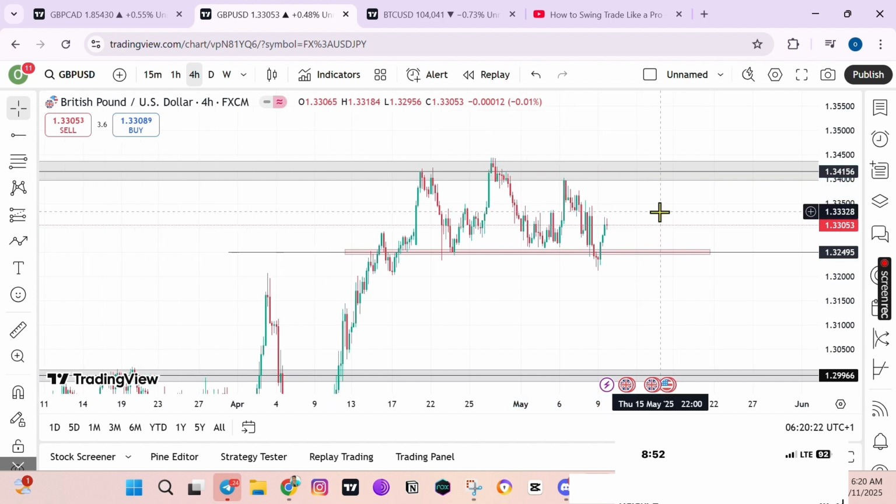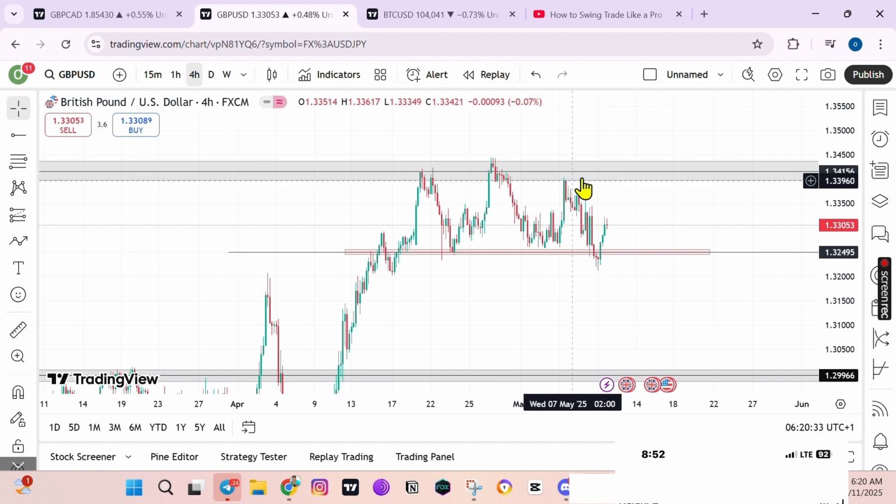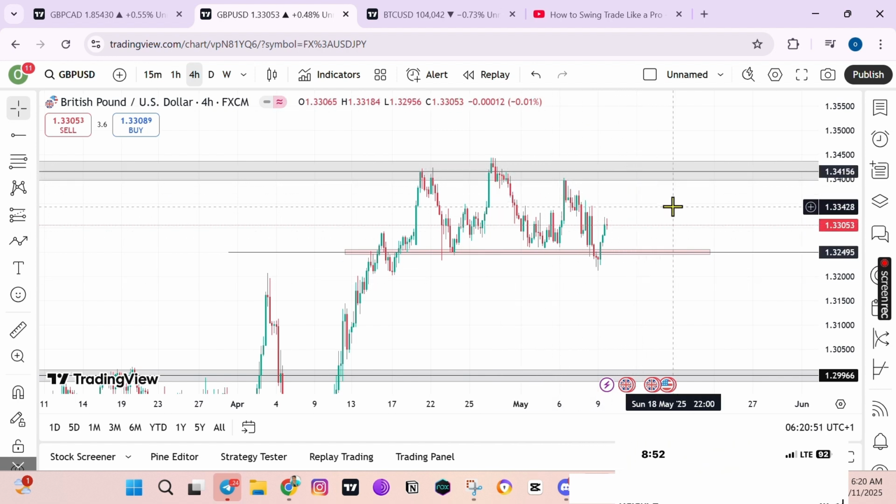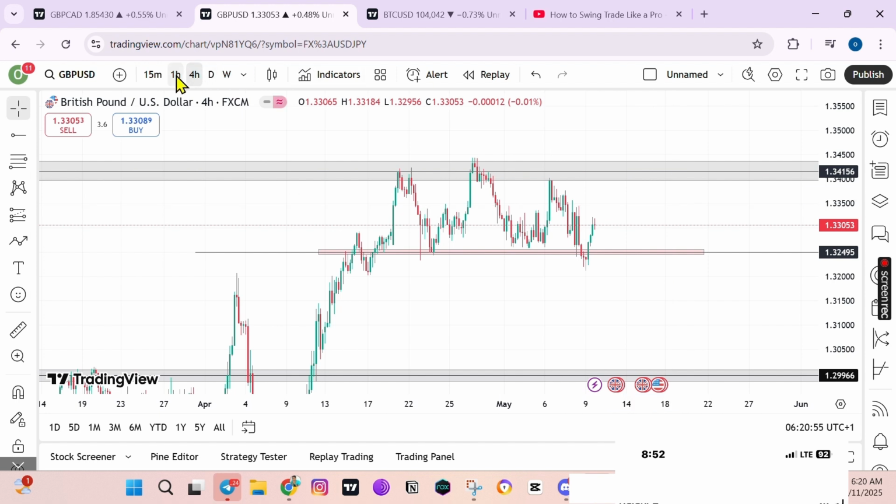But the market has its own moves. The market can literally break this resistance and continue higher. As long as we stay below this particular resistance, the market is obviously going to drop. So what do we do? How do we even enter this trade?